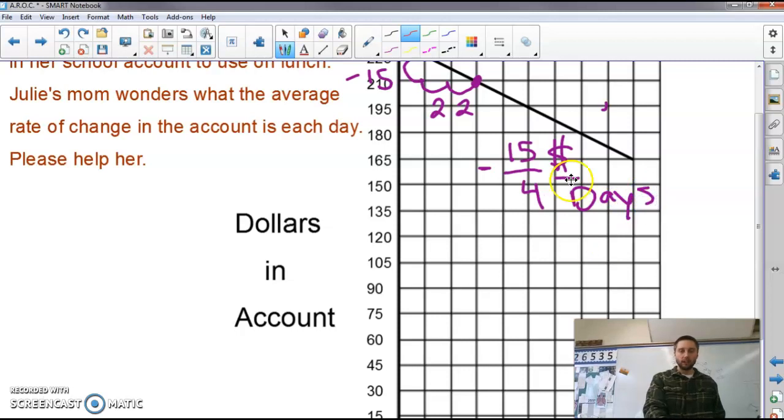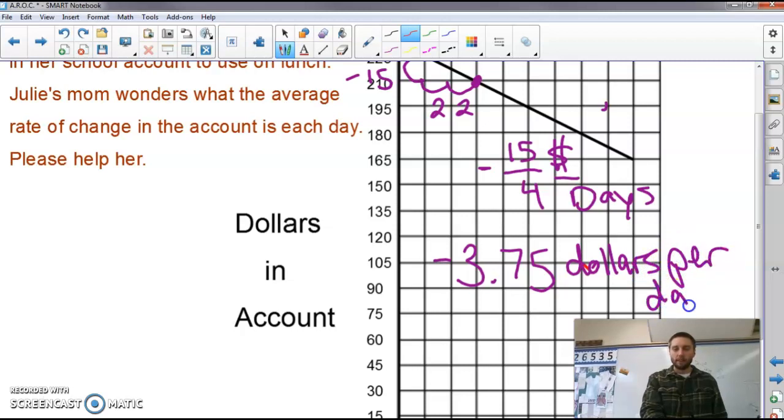So now let's put this all together. Minus 15 over 4, we could type that into Desmos if we wanted to, right? What would that be? Negative 3 and 3.75 maybe? So $3.75 per day. So that would be my average rate of change. So negative $3.75 per day. Okay, same thing we did last week on that quiz. Find the slope, and now we just need to attach the units to it.